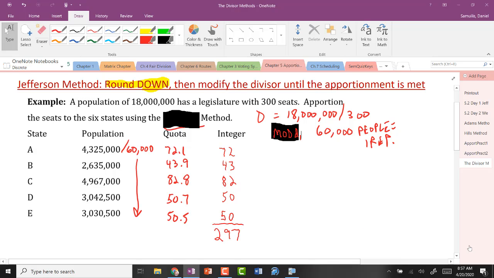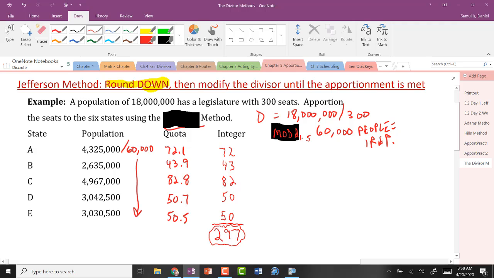So let's think this mathematically. I have to modify this 60,000. I have to change it so that I go back and divide these population numbers by a different number, and I need this to go up to 300. So what would I have to divide by? A larger number or a smaller number for this 297 to go up? And the answer is a smaller number. You want to divide by a smaller modified divisor.